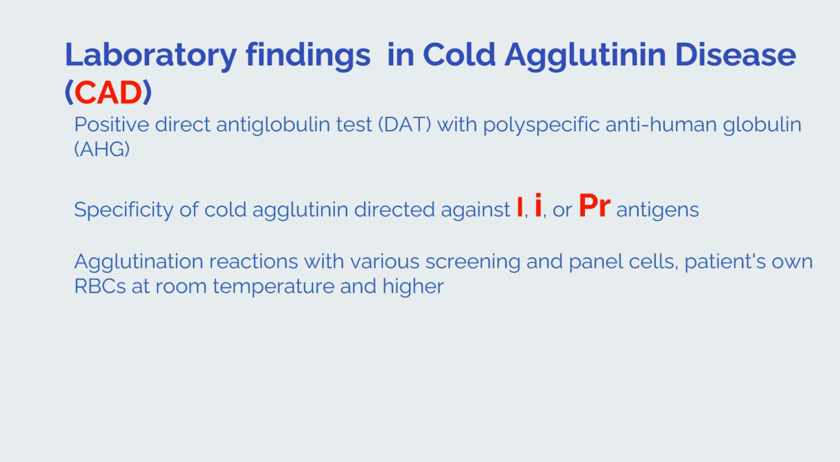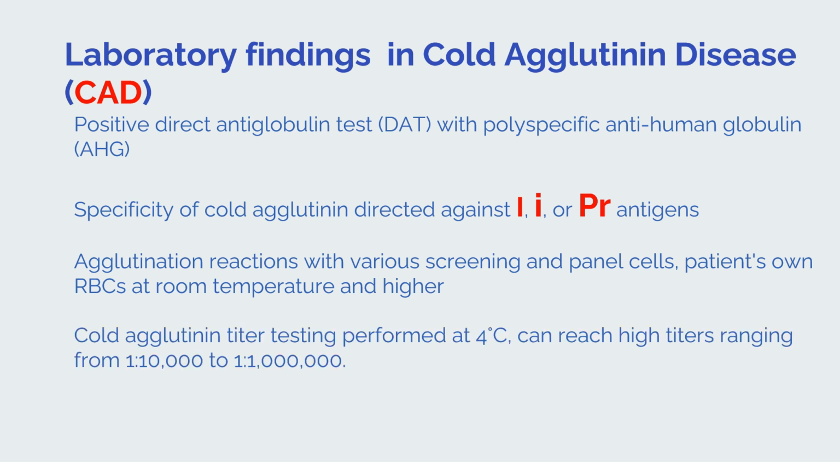Anti-I antibodies will agglutinate all screening and panel cells, donor RBCs, and the patient's own RBCs at room temperature and higher, depending on the thermal amplitude of the autoantibody. However, weaker or negative reactions may be observed with cord RBCs since they lack the I antigen. Cold agglutinin titer testing is performed at 4 degrees Celsius, and pathologic cold agglutinins can reach high titers ranging from 1 to 10,000 to 1 to 1 million.